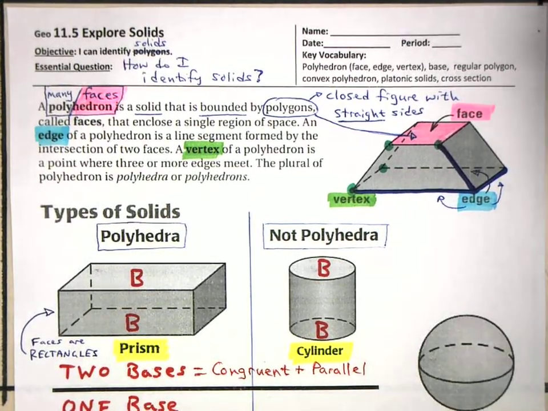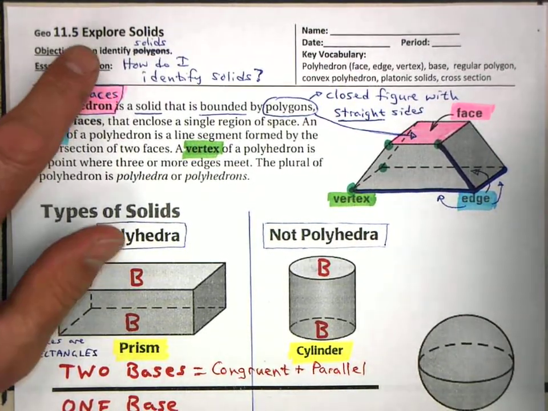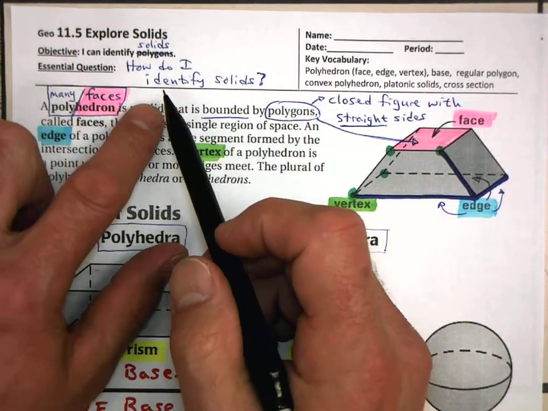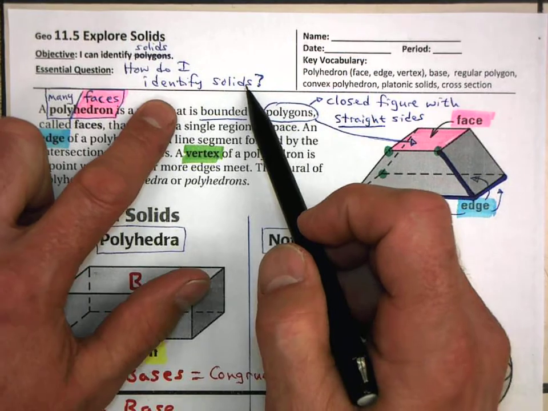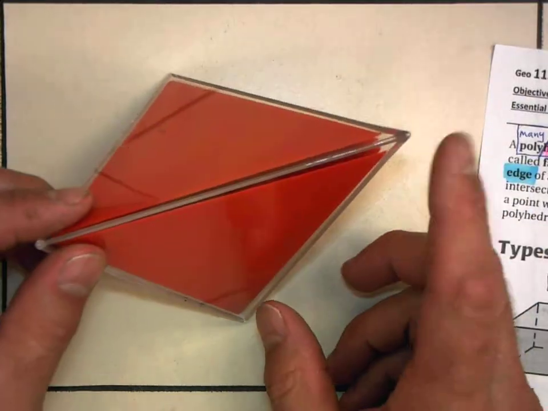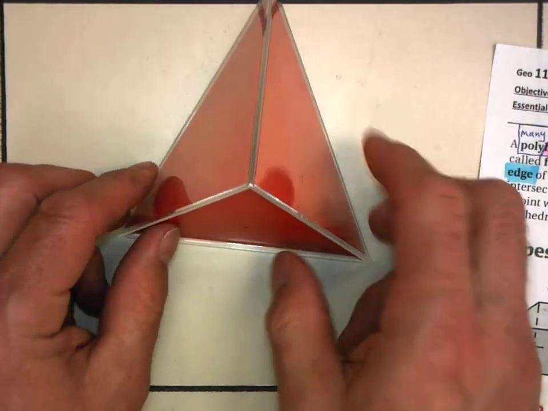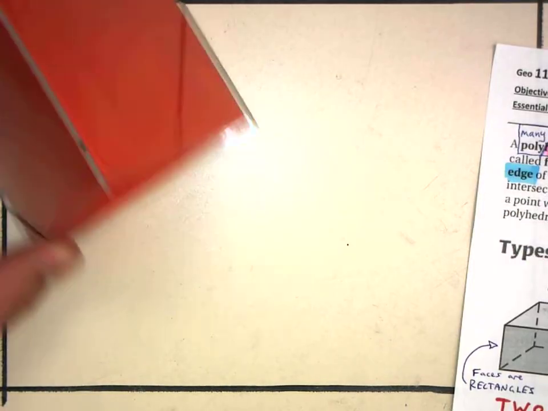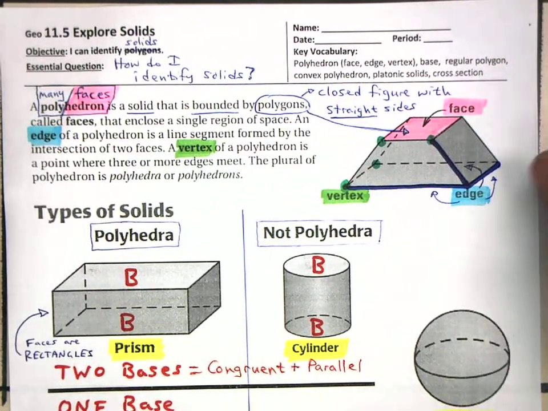Welcome to 11.5, and we are looking at exploring solids. So what's that talking about? Well, how do I identify solids in particular is what we're looking at, but solids are these three-dimensional figures, and so finally we're able to get out of just the two-dimensional boring stuff, and so put on your three-dimensional goggles and let's get to town.